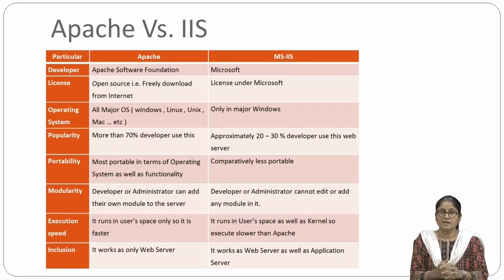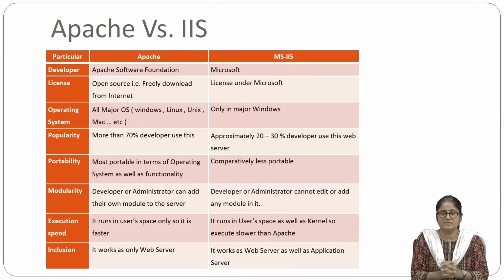Execution speed. If you look at the execution speed of the Apache server, it runs in the user space only, so it is quite a bit faster than the Microsoft IIS server. While in case of the IIS server, it runs on the operating system's kernel, as well as it makes use of user space to execute.